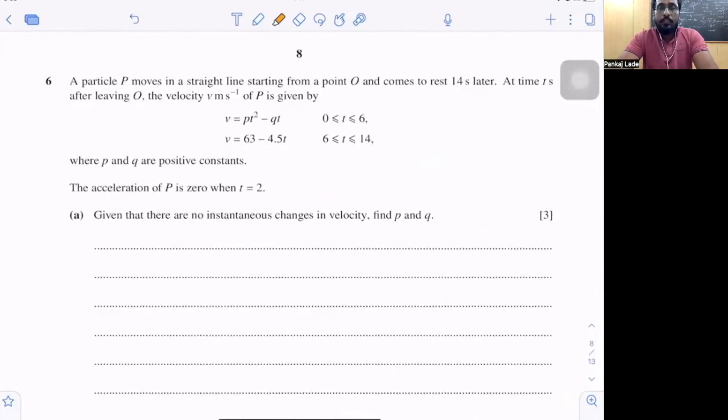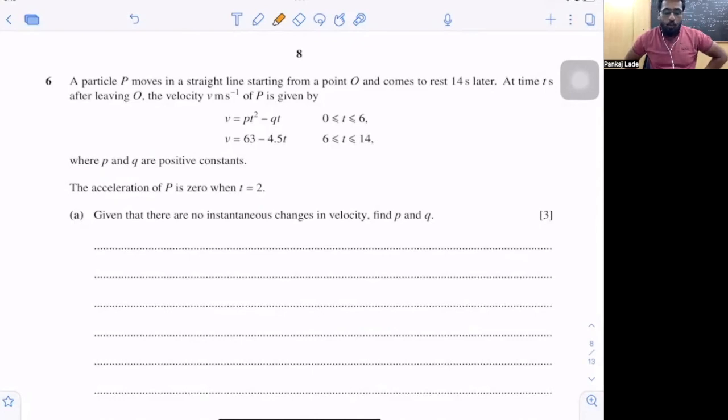It's question number 6. The next question is again a question on motion curves. You can observe the question says a particle P moves in a straight line starting from a point O and comes to rest 14 seconds later. So the total duration of the journey of the particle is 14 seconds. It is starting from a point O, so I will say point O becomes the origin and it comes to rest at 14 seconds. So when I say comes to rest, it means the velocity has become 0 when t is 14.